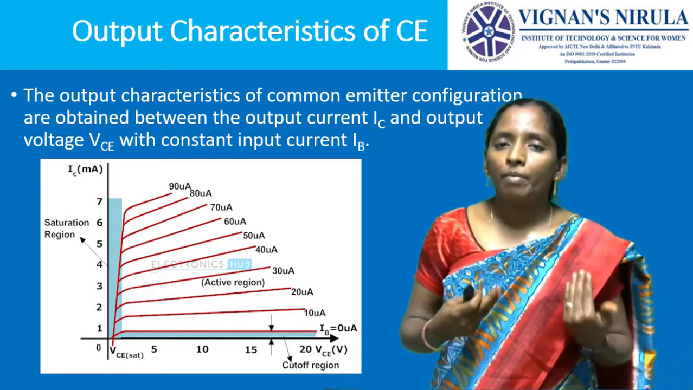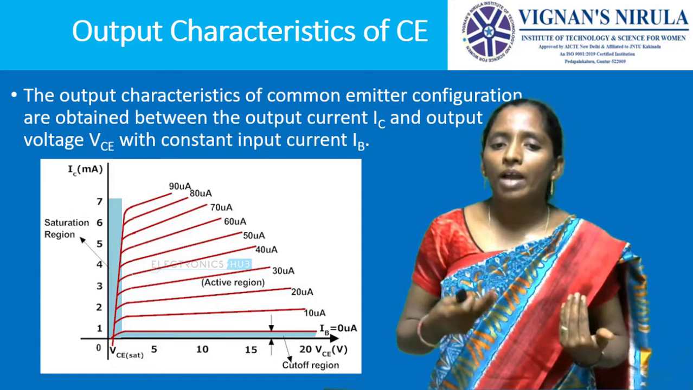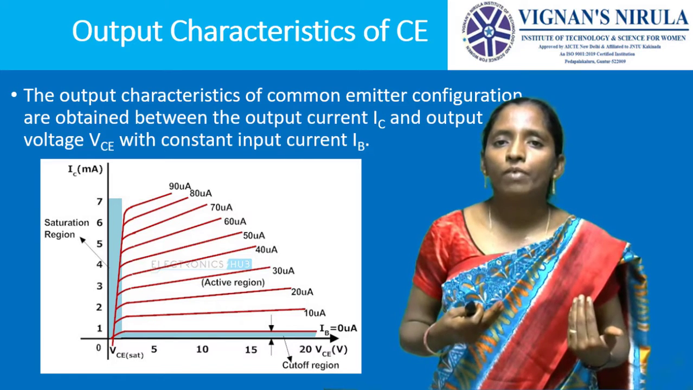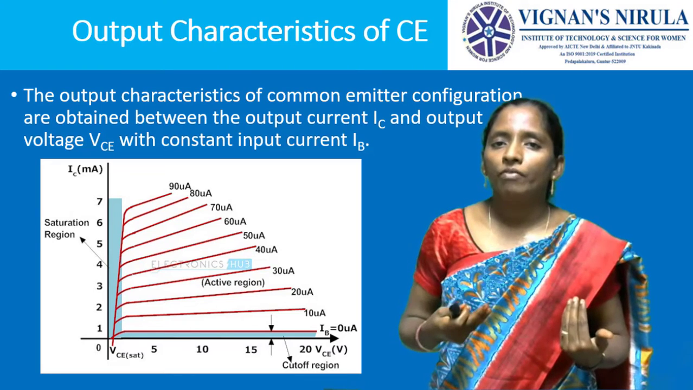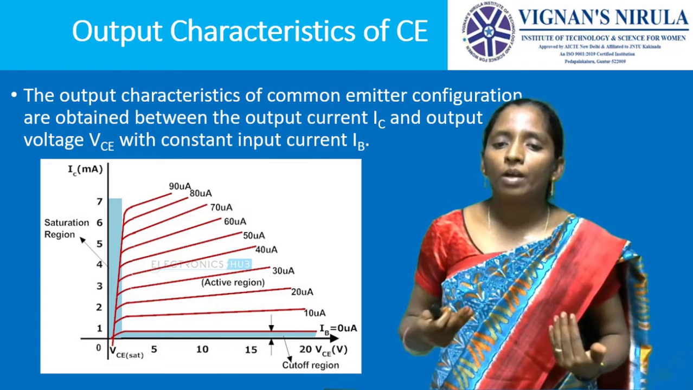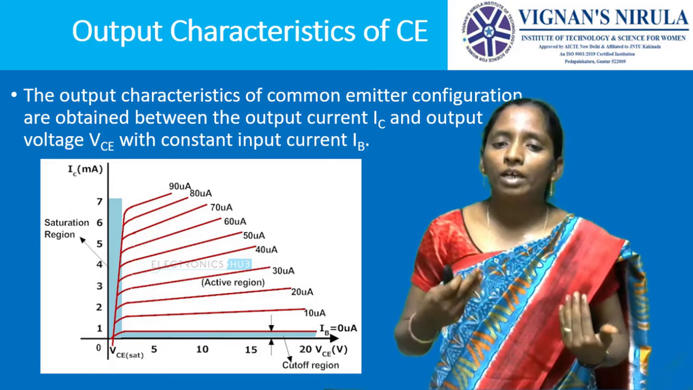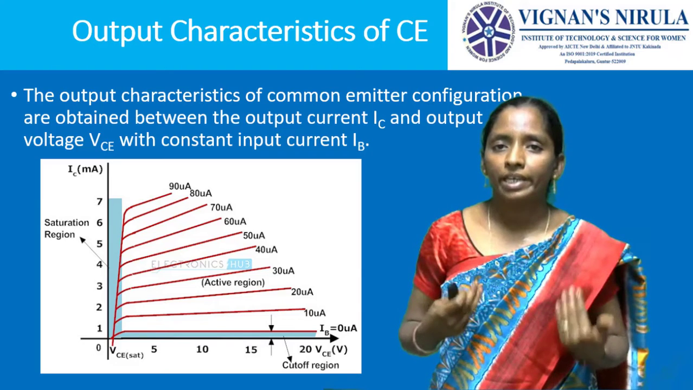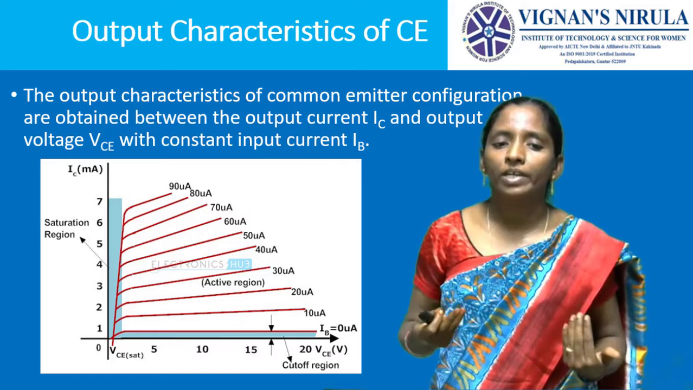Current gain. In common base configuration, the current gain is less than unity. The value of current gain in common base configuration is in the range of 0.95 to 0.99. But in common collector configuration, the current gain is very high. In common emitter configuration, it is medium or high. Power gain. In both common base and common collector configurations, the power gain is low, but in common emitter configuration, the power gain is very high.